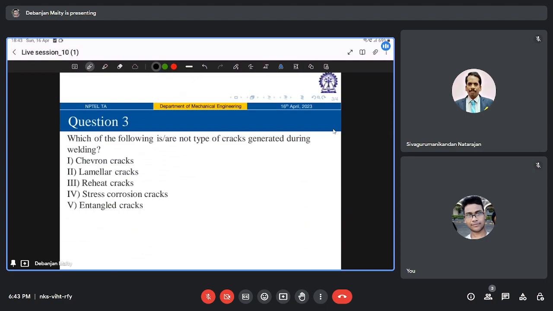Okay. So moving to the next question, which of the following is not a type of crack generated during welding? We will spend some time understanding these different kinds of cracks. That would be better. Otherwise the question is very straightforward, like you're well aware of that. Chevron cracks can form, lamellar cracks can form, reheat cracks can form, and there are some entangled cracks, which is not a type of crack generated during welding. So these are the four types of cracks which can be generated during welding.